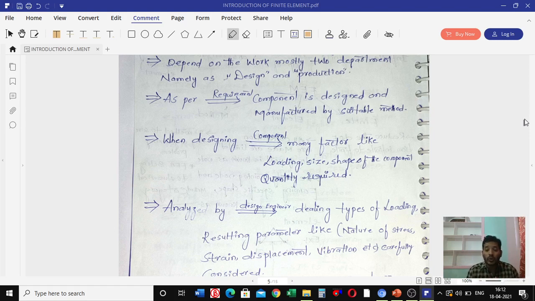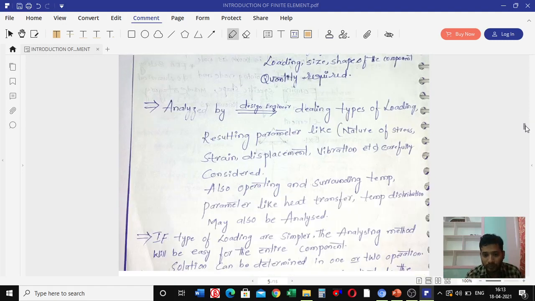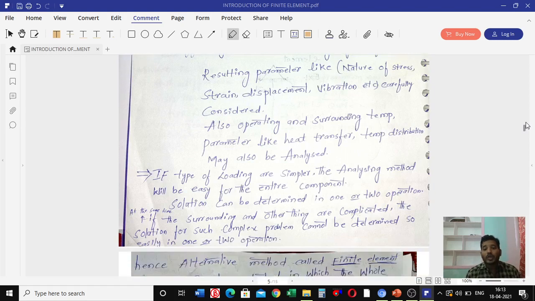So they have to analyze each and every parameter, like the nature of the stresses, strain, displacement, and vibration, and observe them carefully. Also, operating and surrounding temperature parameters, like heat transfer and temperature distributions, may be analyzed with the help of ANSYS software. We can analyze them.